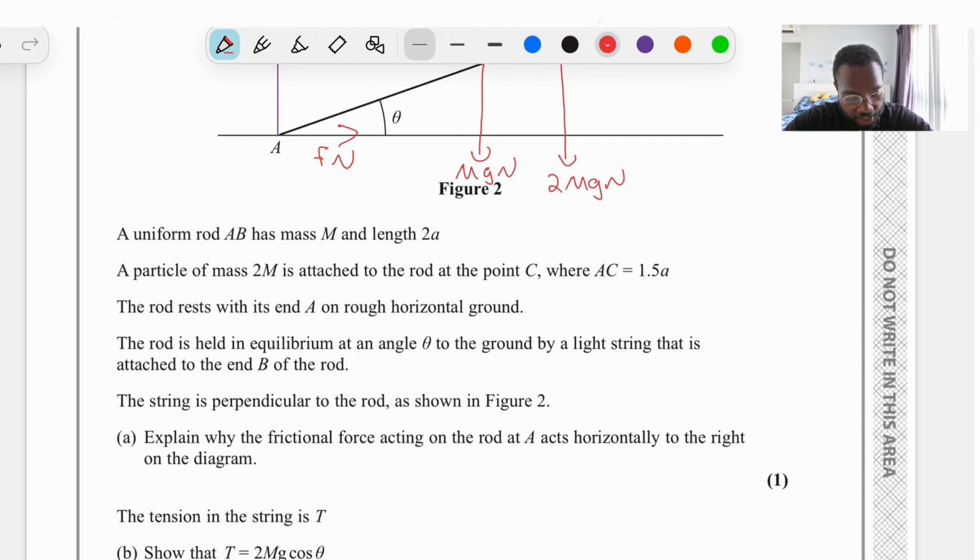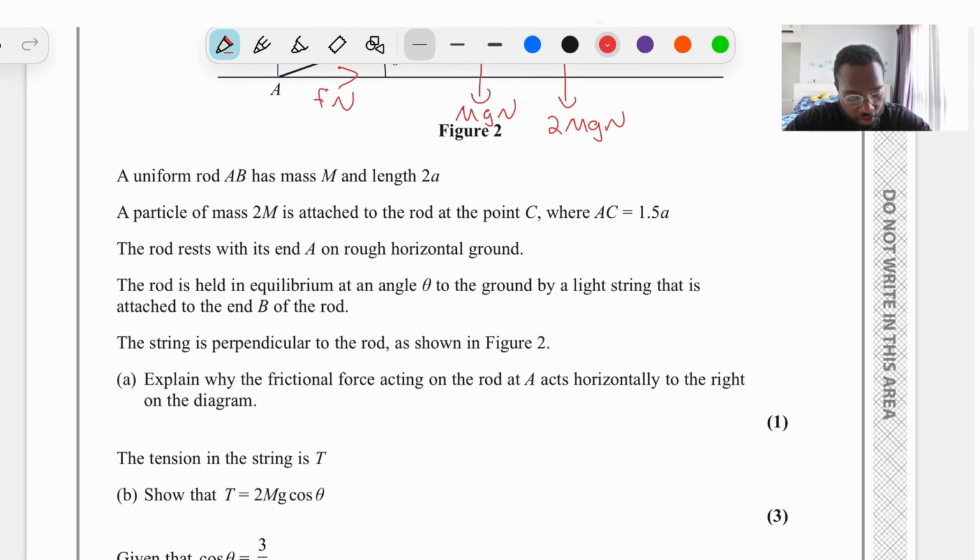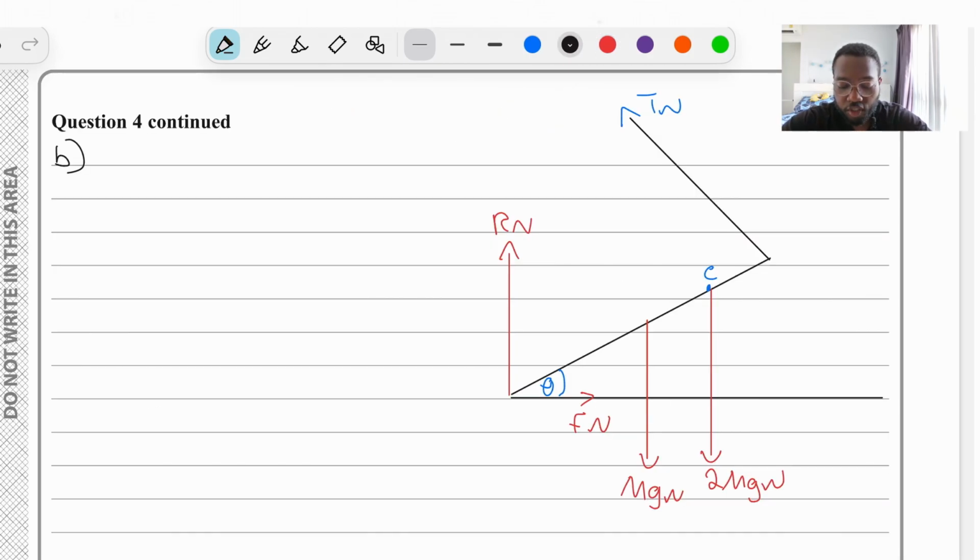And for part B, we need to show that the tension in the string, T, is 2mg cos theta. So let's work that out. I've just redrawn the diagram, and now let's put in all the information we know. What do we know? We know that this angle here is theta. I'm just going to put that in.